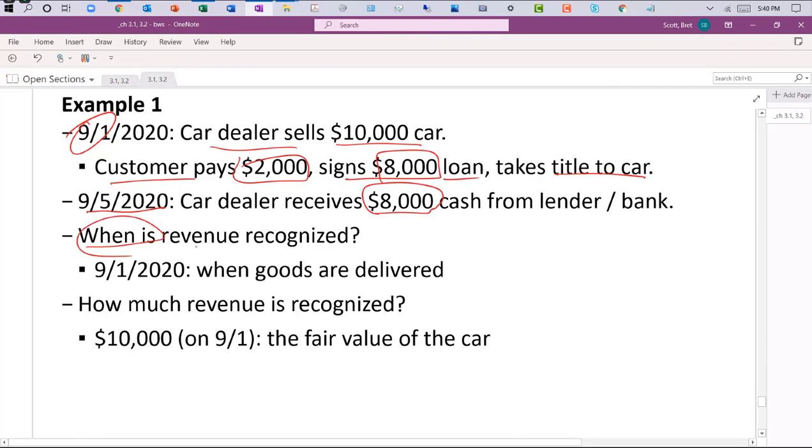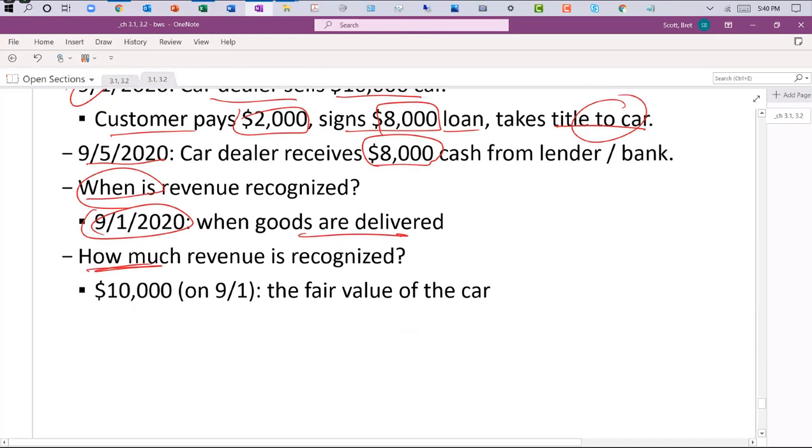We record the revenue when it's earned, meaning we record the revenue when services are performed or when goods are delivered. Goods are delivered when title passes to the customer. So in that case, we record revenue on September 1st. That's when the goods are delivered. How much do we recognize at that time? Well, on 9/1, we're going to recognize the full $10,000.